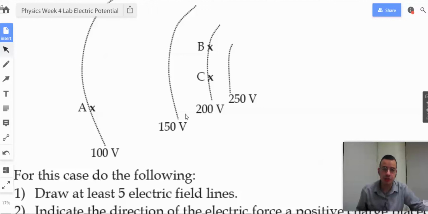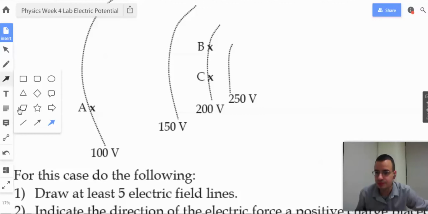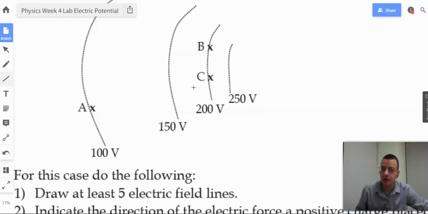For drawing these, we know these are equipotential. Equipotential basically means equal potential. So at the 150 volt equipotential line, every point on this line is at 150 volts. Same for the 200, same for the 250, and the 100 volts also has 100 volts at the line. The way you look at equipotential lines for determining electric field is the electric field will be perpendicular to the equipotential lines.